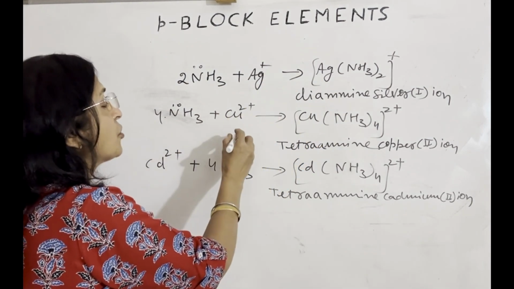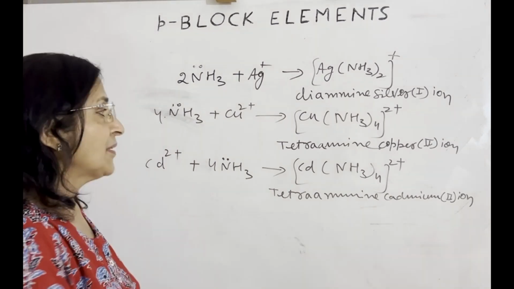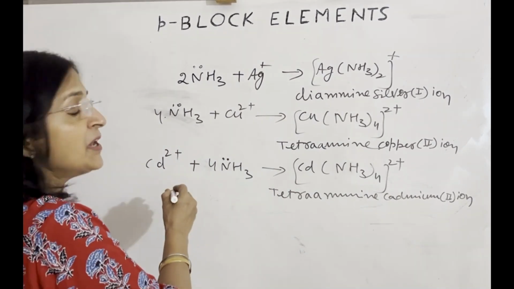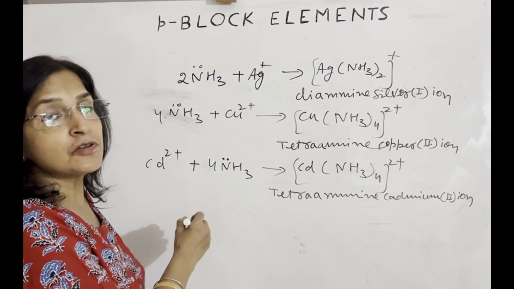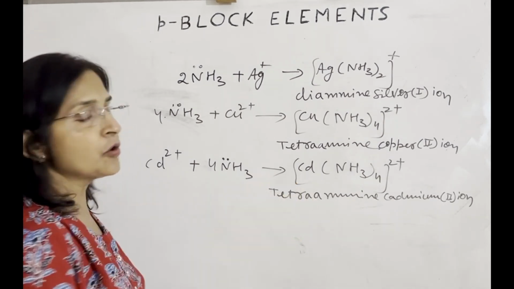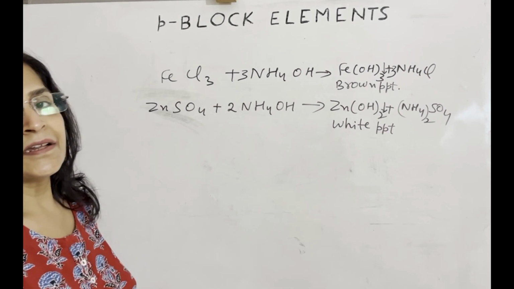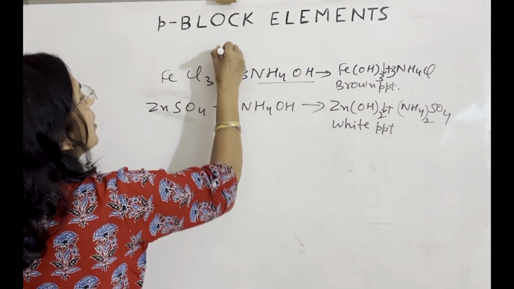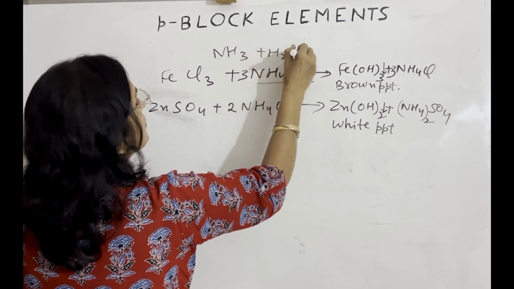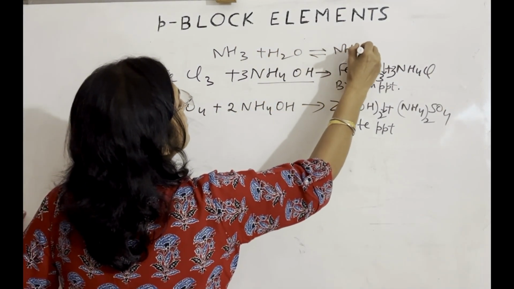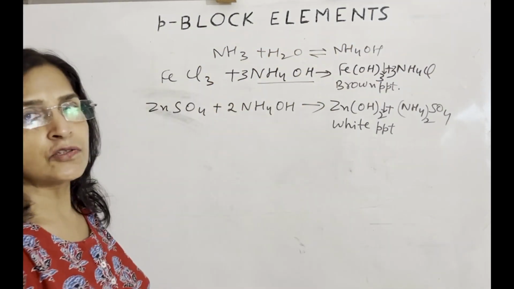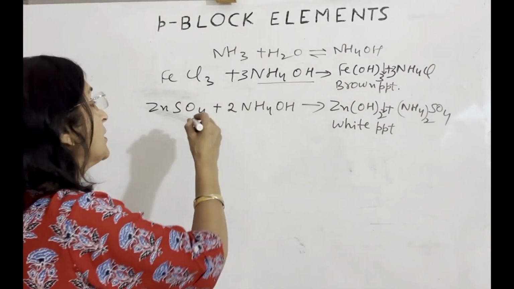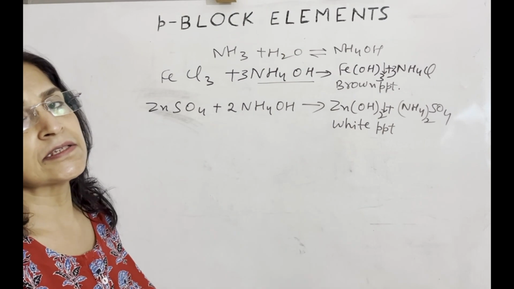Similarly, ammonia forms coordination complex with copper ion, tetraamine copper 2 ion, to detect the presence of copper ion in the salt. Similarly, ammonia forms coordination complex with cadmium ion, and this coordination complex forms. These are the reactions with metal salt solutions. This is ammonium hydroxide. Now, ammonia reacts with water to give ammonium hydroxide. This ammonium hydroxide reacts with metal salt solution. These reactions are used in the detection of ferric ion and zinc ion in salt analysis in the laboratory.